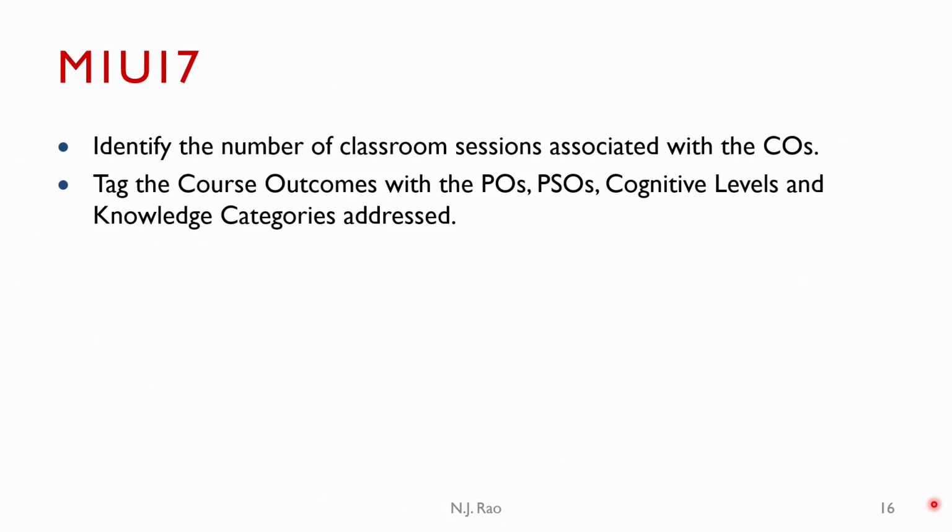We identify the number of class sessions associated with a given CO, and then we tag, because the course outcomes are the main means by which the POs and PSOs are to be attained. So, tag the course outcomes with the POs, PSOs, cognitive levels, knowledge categories addressed besides the number of classroom sessions. That will be the aim of the next unit. Thank you very much for your attention.